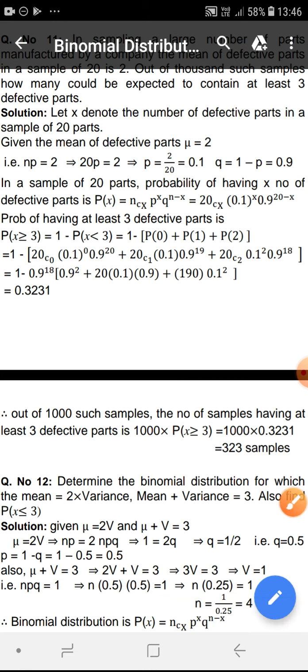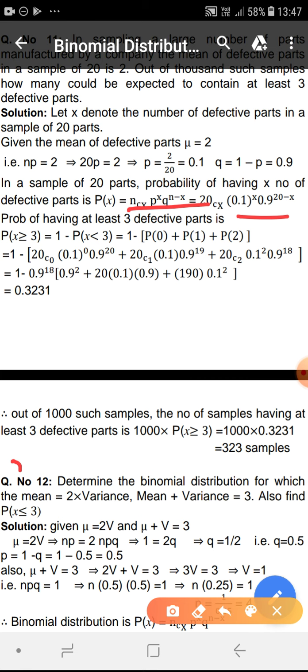So in a sample of 20 parts, the probability that there will be x defective parts is P of x is equal to nCx into p^x into q^(n minus x). Put n as 20, p as 0.1, q as 0.9. You get P of x as 20Cx into 0.1^x into 0.9^(20 minus x). Now, the probability of having at least 3 defective parts, this is regarding one sample of 20 parts.